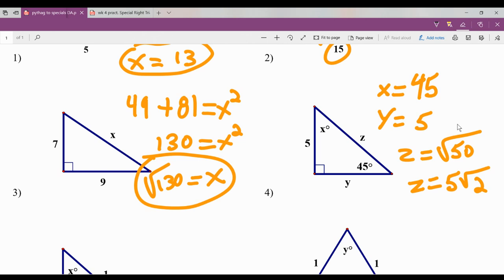Hello again. In the last video, I asked you to try and finish up number 4. I'm hoping that you got these answers right here. X has to be 45, Y has to be 5, and that Z, using the Pythagorean theorem, comes out to the square root of 50, which can be simplified to 5 times the square root of 2.